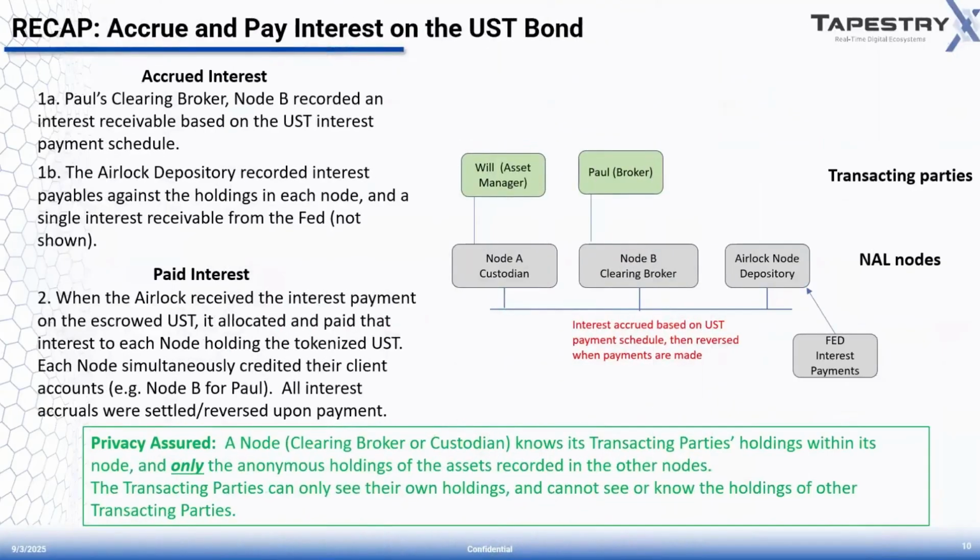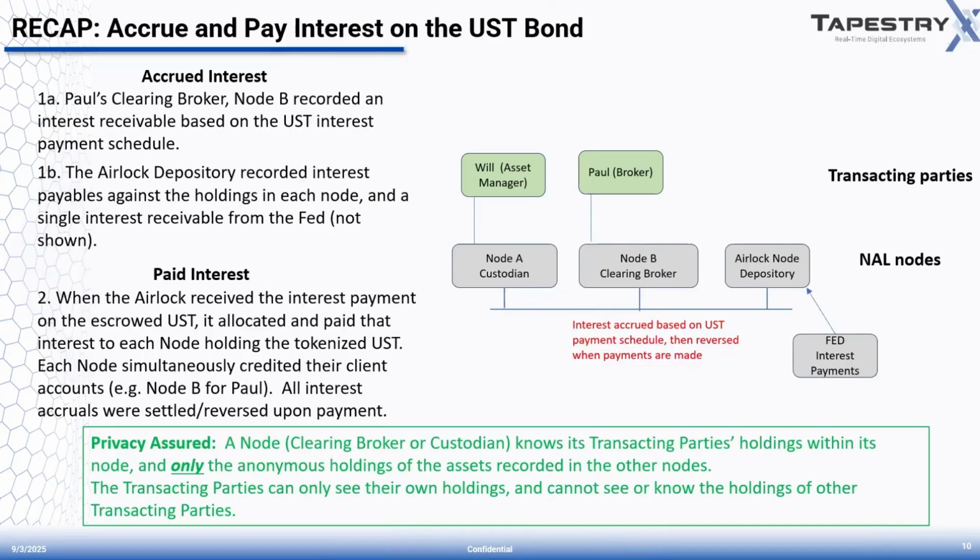So, looking at the recap of accruing and paying interest on the US Treasury bond, Paul's clearing broker, Node B, recorded an interest receivable based on the US Treasury interest payment schedule. Simultaneously, in the same transaction, the airlock depository recorded interest payable against holdings in each node, including the one to Paul and his clearing broker. There was also a single interest receivable from the Fed, but that we did not show you.